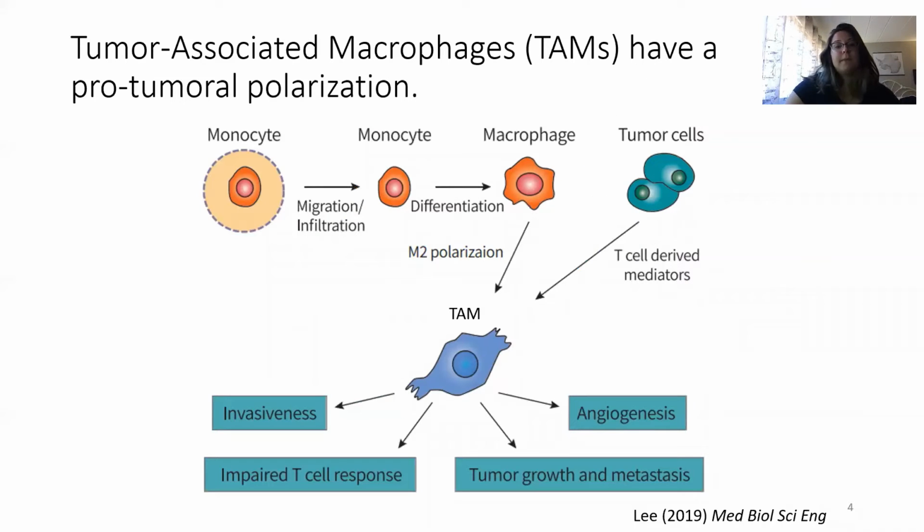Macrophages form a significant population within tumors, and they're called tumor-associated macrophages. They're generally considered to be M2 polarized as a result of influence from tumor cells, as well as the composition of the tumor microenvironment. These tumor-associated macrophages, or TAMs, assist with angiogenesis, tumor growth, metastasis, as well as immunosuppression, and can increase a tumor's invasiveness.